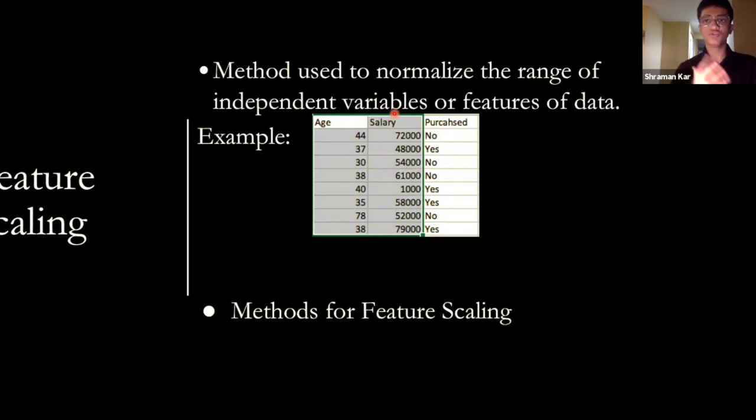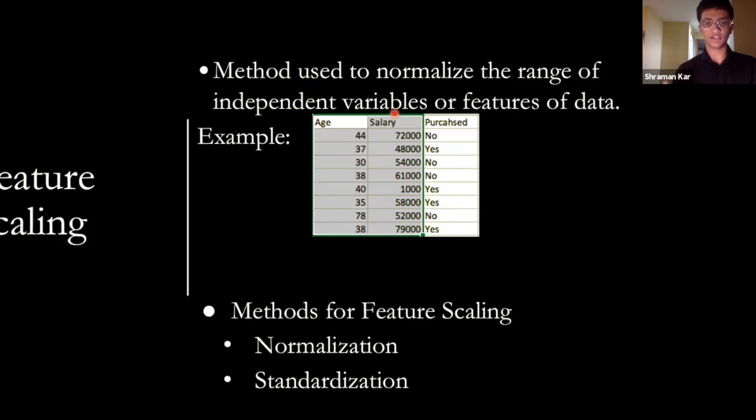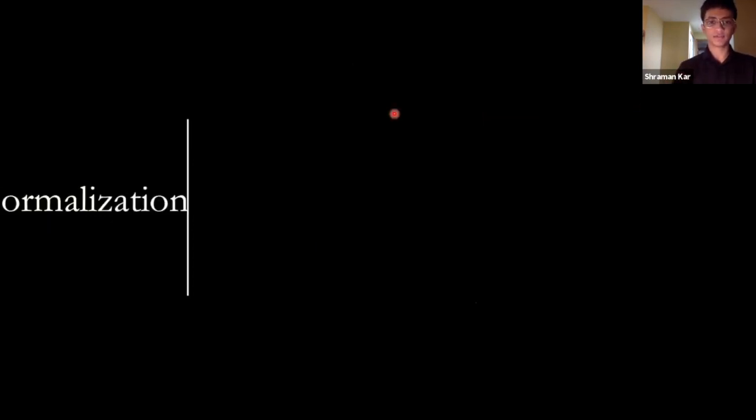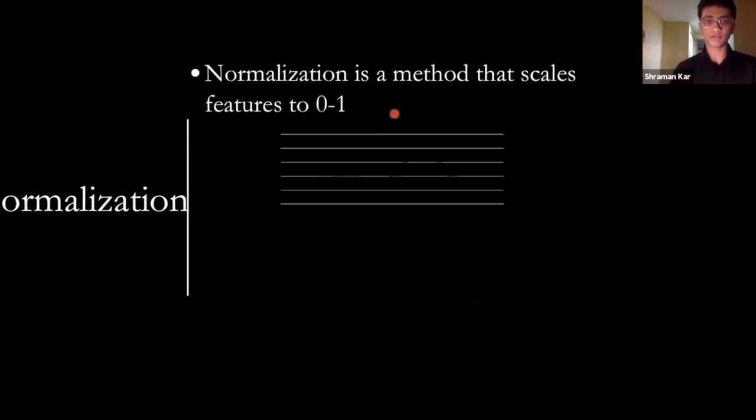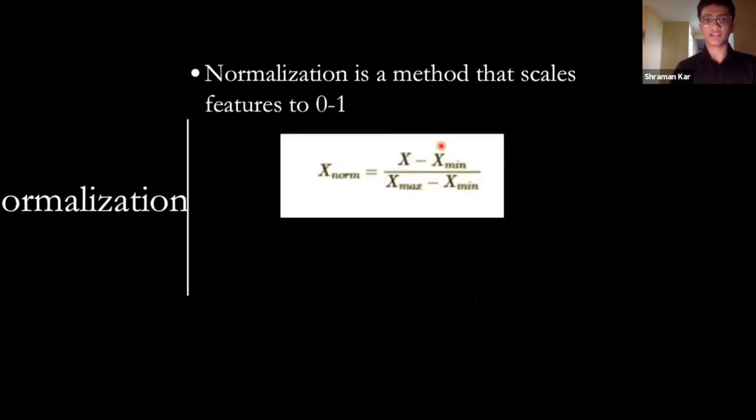So there are two main methods for feature scaling: normalization and standardization. And we're going to talk about both of them in the next slides. So normalization is the method that scales the features to values from 0 to 1. It does that by this formula: the normalized x is equal to x minus the minimum of that feature, divided by the maximum of the feature minus the minimum of the feature.